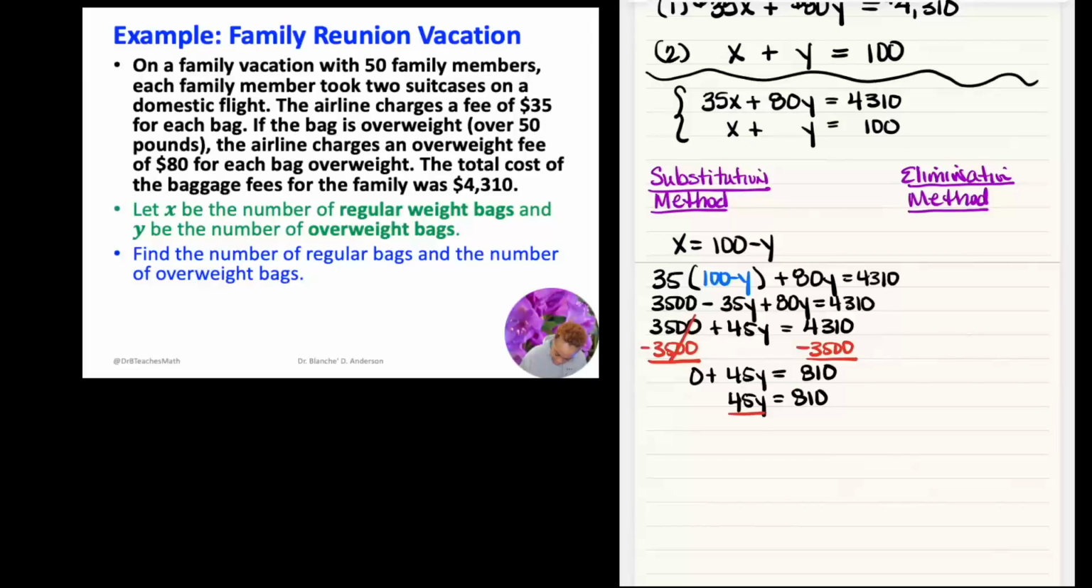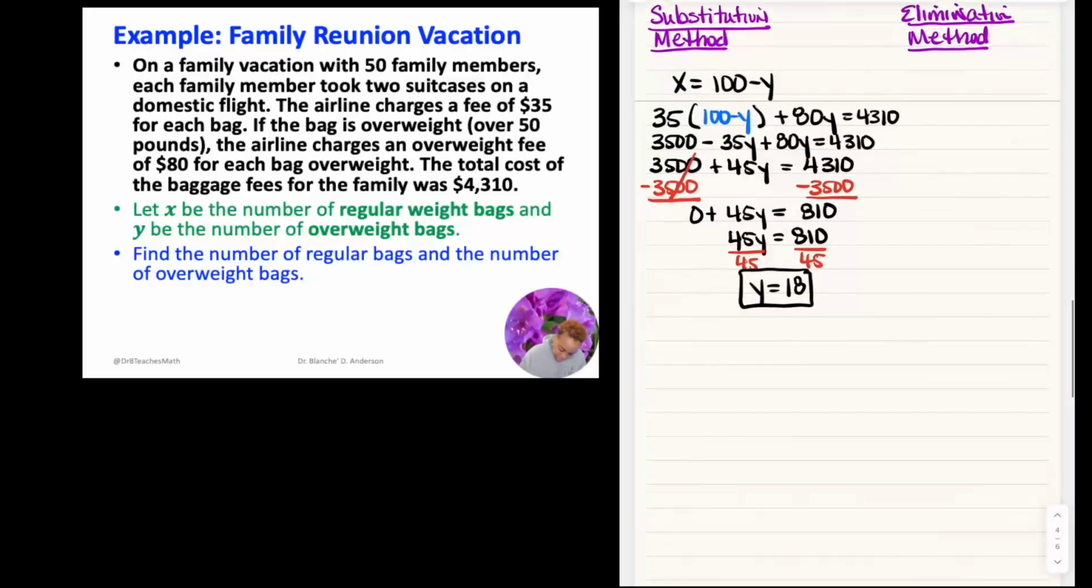I'm going to divide both sides by 45. And you end up with y equals 18. Cool beans? And then we're going to put this back in here. Okay? So we have x equals 100 minus 18.